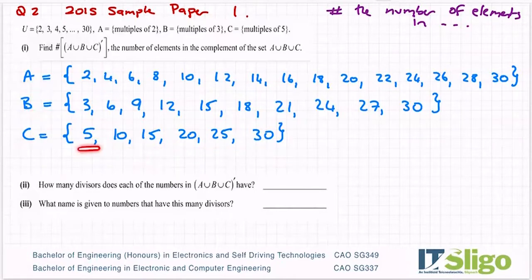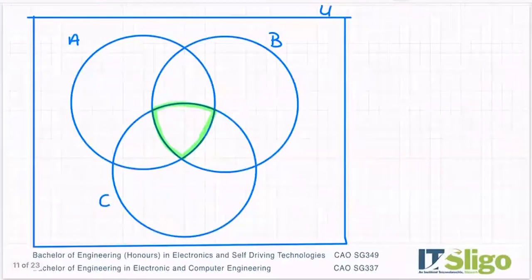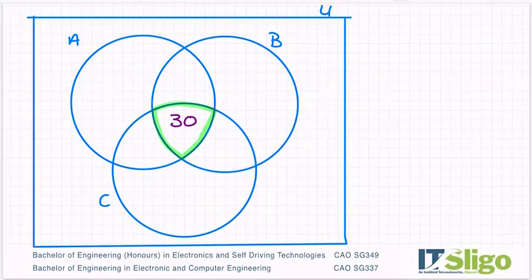So 5 is not a multiple of 2 or 3. 10 is there, but 3 doesn't go into 10. 15 is here and here, but of course it's an odd number, so it's not a multiple of 2. 20 is here and here, but of course it's not a multiple of 3. 25 is an odd number, so it's not going to be a multiple of 2. So 30, look at that. We have one at the very end. So 30 goes here in the center. Okay, so that is the only number that is shared by A, B, and C.